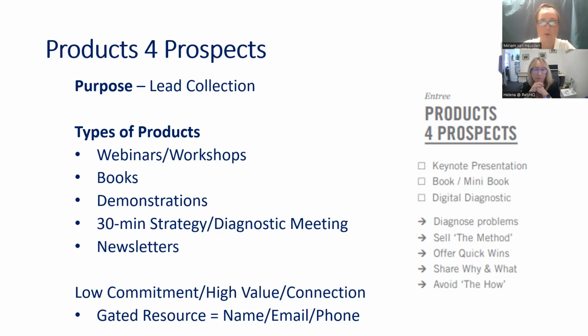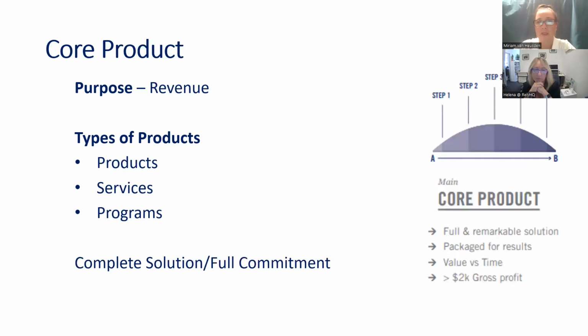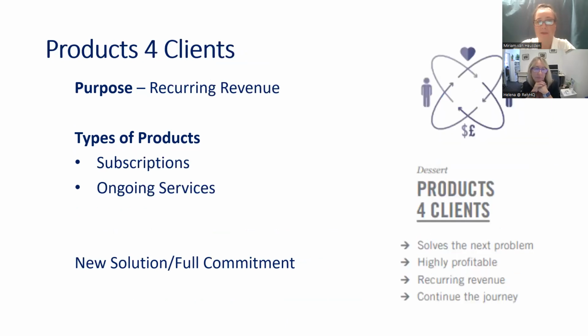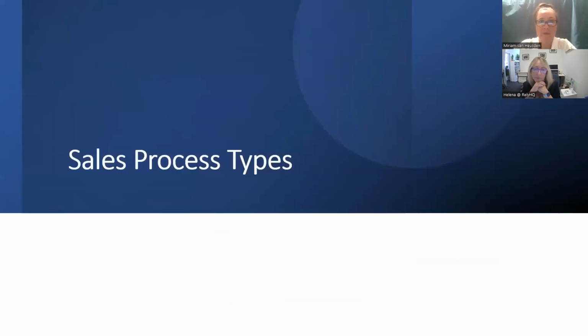We want to get them to know you and get the value. Product. So this is where the main revenue is. It's looking at a $2,000 gross profit. But these are your products, services, or programs. So whatever you're offering, that is a high revenue. Products for clients. So this is your subscriptions or ongoing service. So it could be maintenance, could be anything, but you already have them in your system, and you can keep selling to them. All right, so then we go into sales processes.